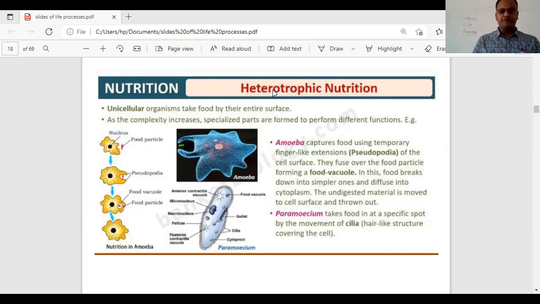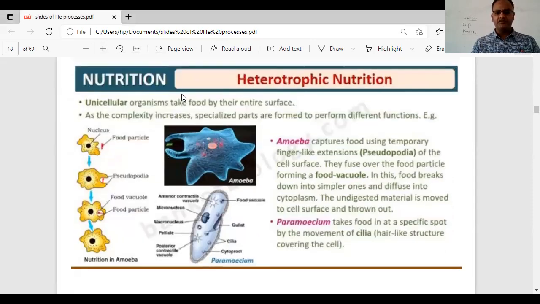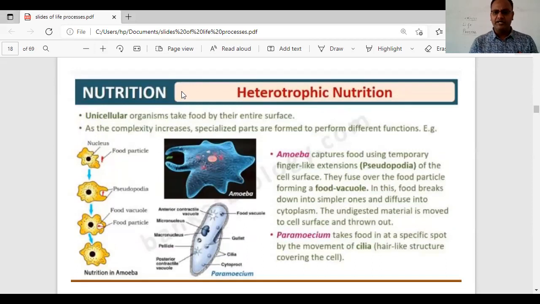But before starting today's class, let me ask you about yesterday's class so that I will get an idea how much you have incorporated. Can anyone briefly discuss the process of nutrition in amoeba? You will raise your hand. The picture is here on your screen. You can take the help of this image also while explaining the process. Yes, raise your hand, those who want to.